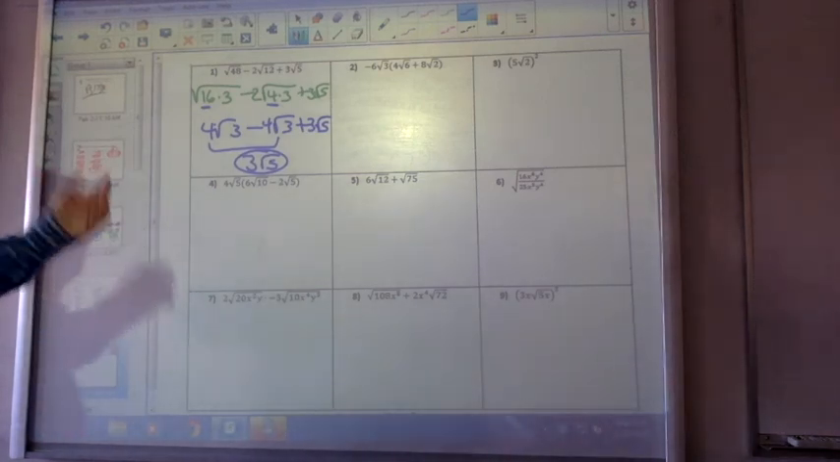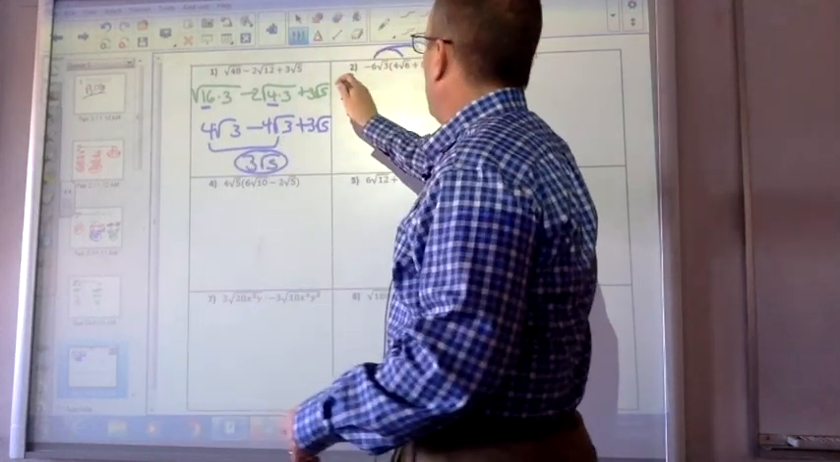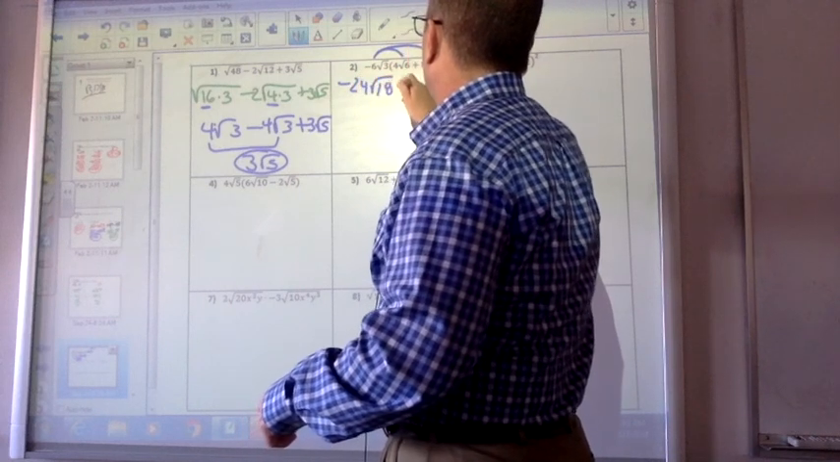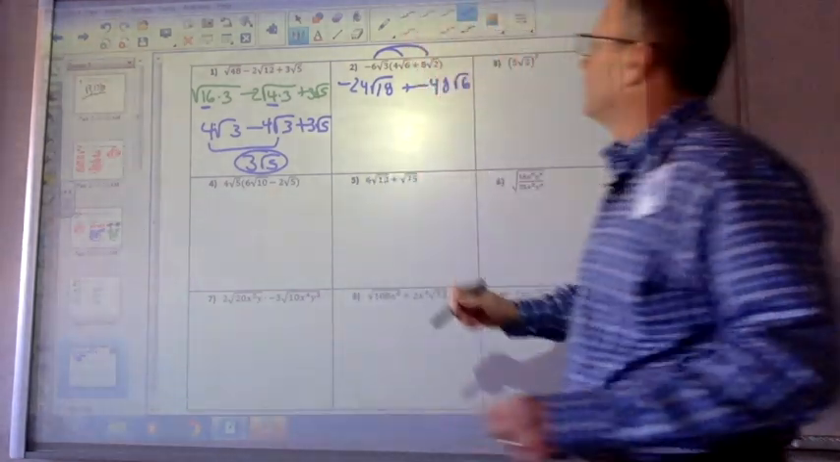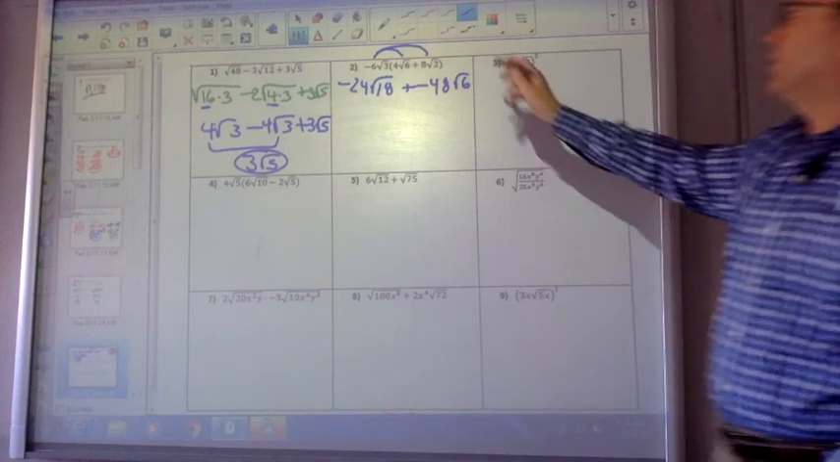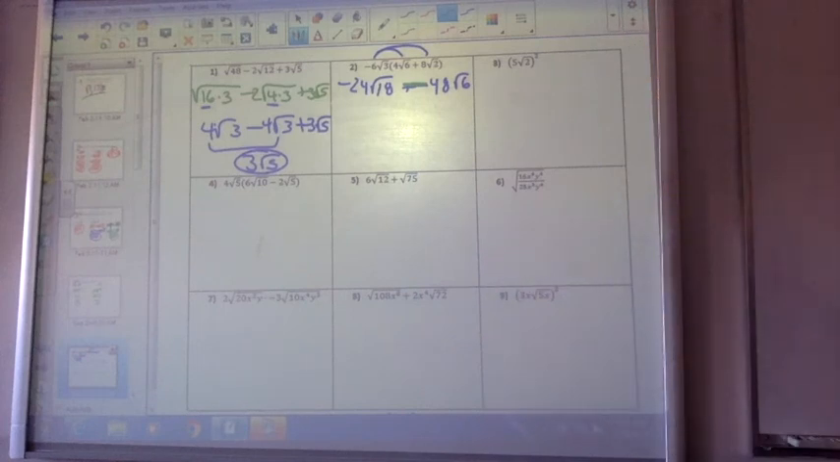All right, second problem. Looks like I'm going to use my distributive property. So multiply here and here. So I multiply outside to outside and inside to inside. So I get negative 24 root 18, outside to outside being multiplied, plus negative, or I could have just put minus. I could have made this just a big minus sign right here, because plus, negative, and minus is the same thing. And then outside to outside, inside to inside, minus 48 root 6.